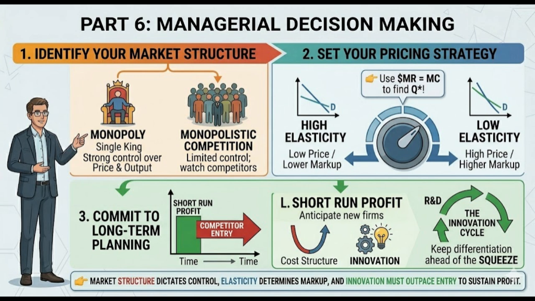So, what have we learned today? Number one, why MR is below demand in monopoly. Number two, how firms choose price and quantity. Number three, how dominant firms and monopolistic competition work. And finally, how managers apply these concepts. Now, think about one question. Can you think of a company that has strong pricing power and why?